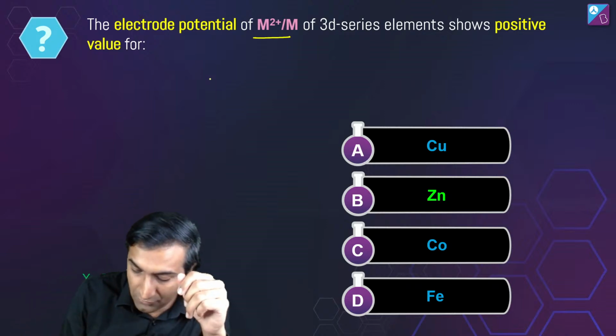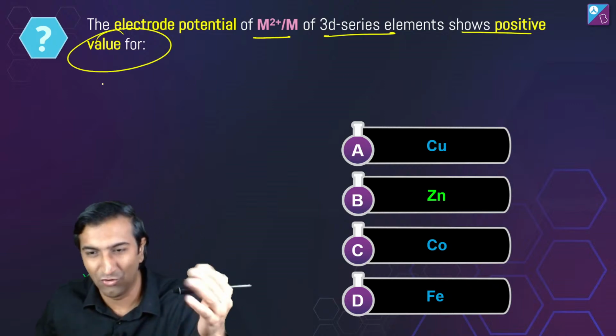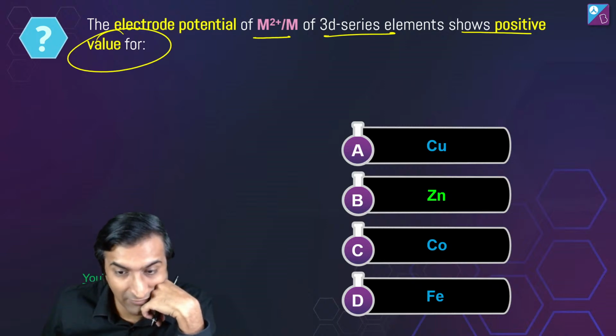The electrode potential of M2+ to M in 3D series elements shows a positive value for which of these? It's a very straightforward question, do it. Easy one to start off with. Shlok is saying in D block element with plus X.